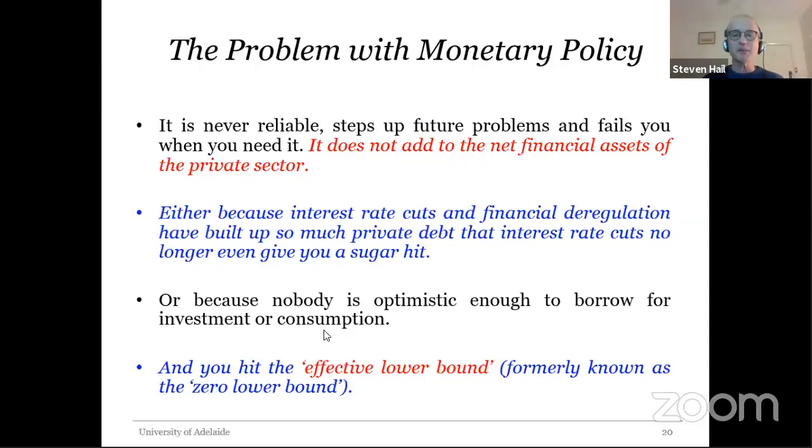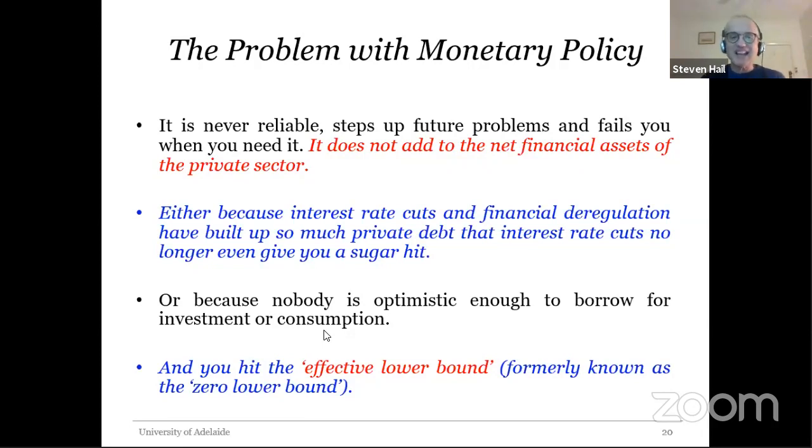It sets up future problems because you are loading up households with additional debt, and it fails when you need it. It doesn't add to the net financial assets of the private sector. Only fiscal policy does that. Fiscal policy puts money into the economy which the private sector hasn't had to borrow into existence and so doesn't have to repay. Fiscal policy works if you want to stimulate more spending.